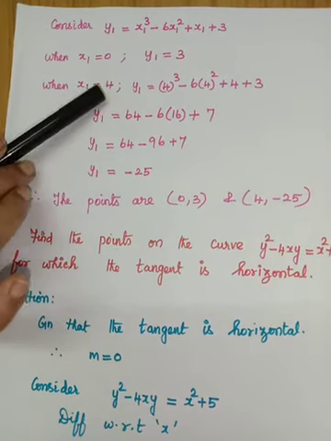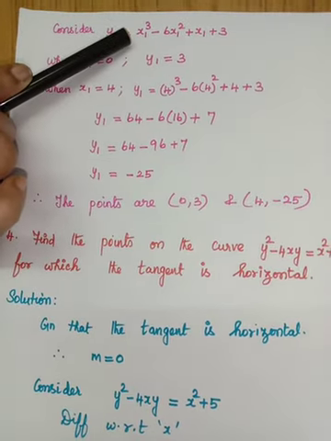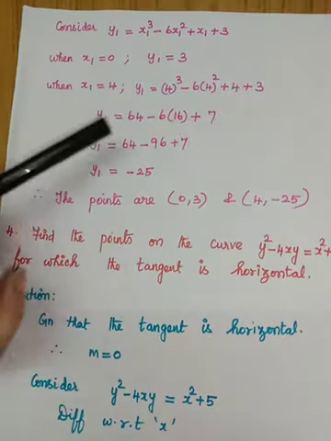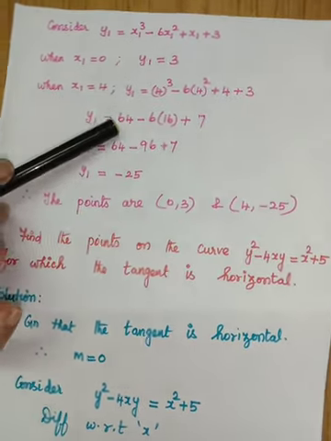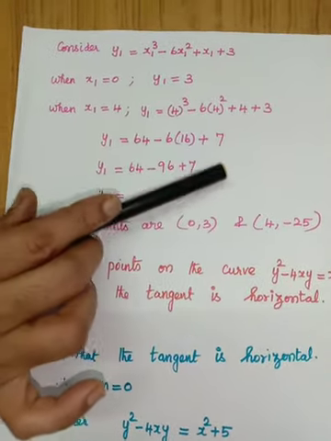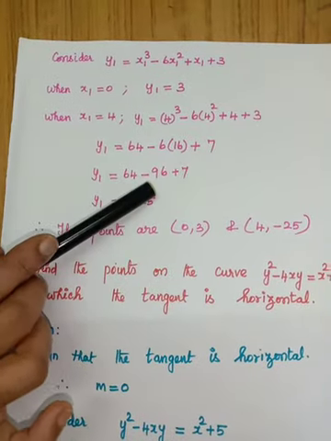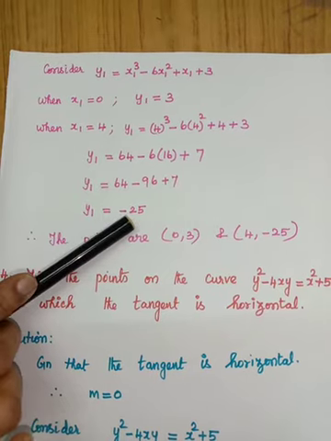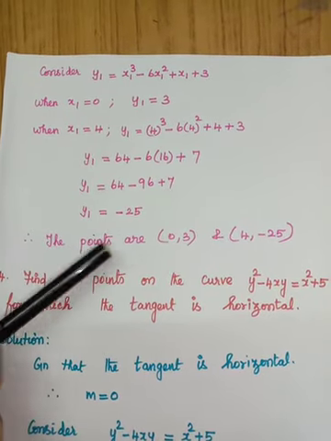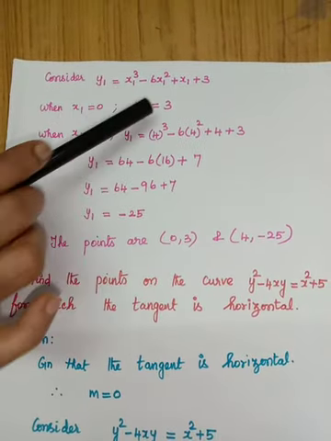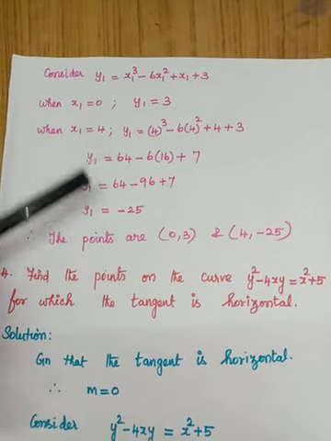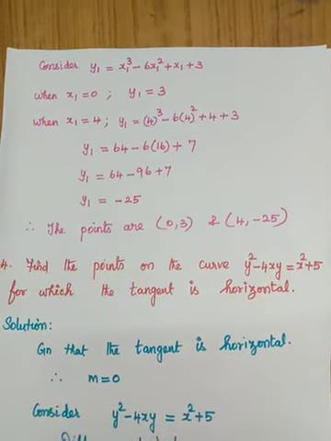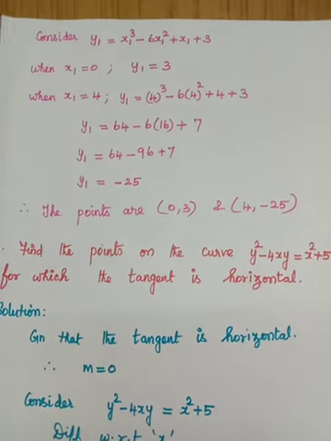When x1 is equal to 4, here 4 the whole cube minus 6 into 4 square plus 4 plus 3. So when you simplify, it is 64 minus 6 into 16 plus 7. 6 into 16 is 96. So when you simplify, your answer is minus 25. What is needed? The points. So the first point is 0, 3 and the second point is 4, minus 25. Those are the points at which the normal is parallel to the given line.